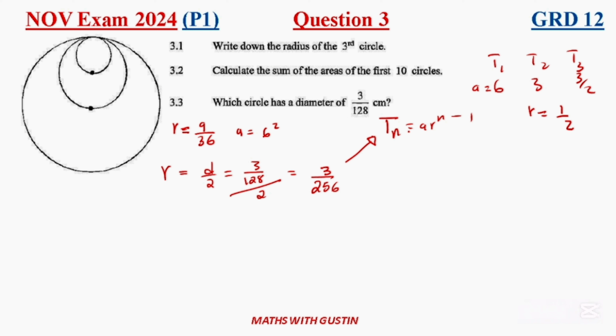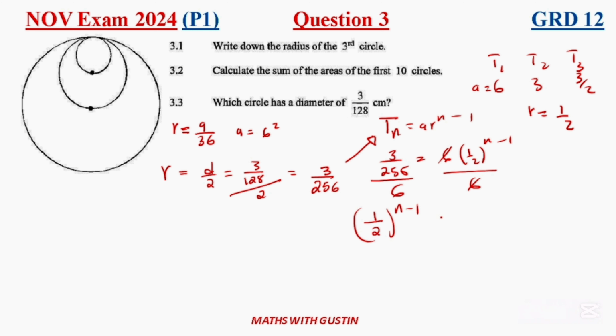All right, so therefore now they're saying 3 over 256 is equal to the first term, which is 6, times the ratio, which is a half, to the power of n minus 1. Therefore you divide everything by 6. Apologies about that guys, I could see that something doesn't add up. So here when you divide, you are going to be left with a half to the power of n minus 1 is equal to 1 over 512.